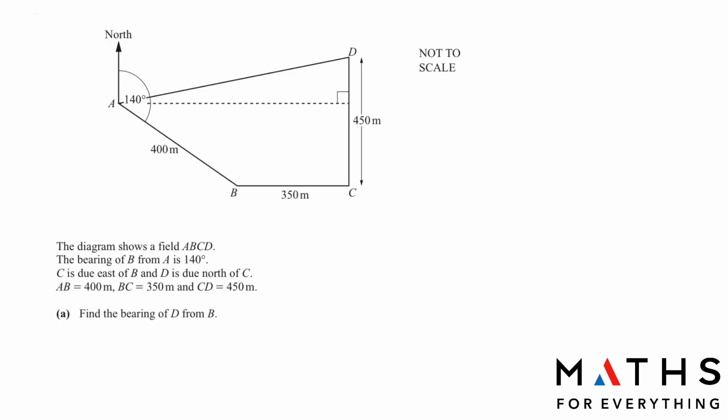Please watch the video on bearing which I have posted. You will understand it much better. So we want the bearing of D from B. This is the point we are looking from. You always go to the point where the from is. So from B, we go to B, and then we move clockwise. So this is the angle we are looking for.